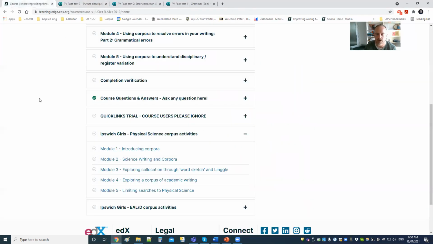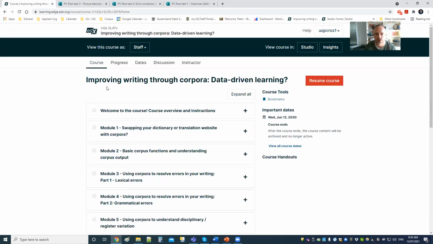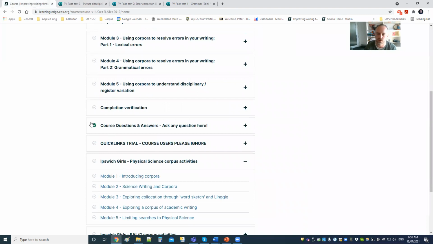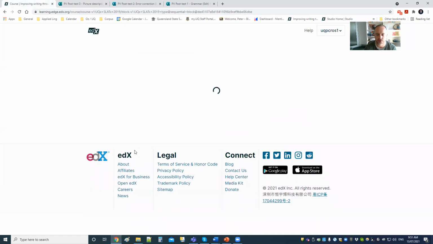So in terms of the online modules, I'll show you here briefly. The girls' activities are sandwiched towards the bottom of my online course. And again, if you need the link to the course, I'll provide that at the end of this PowerPoint. We've got here some of the activities that the students would do.